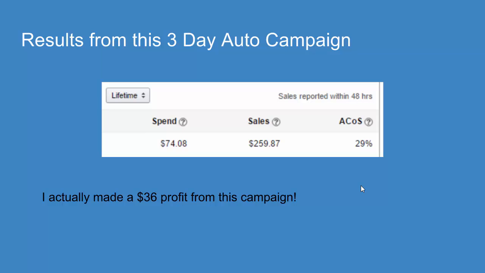But I was really, really happy about this $36 profit, because the main point of this 3-day auto campaign is to validate the listing. I don't care if I lose $100. I don't care if I make $100. I don't care about the profits of this campaign. The main thing I want to do is validate my listing. So the fact that I made $36 and validated my listing is kind of a win-win situation. I'm pretty happy about that.